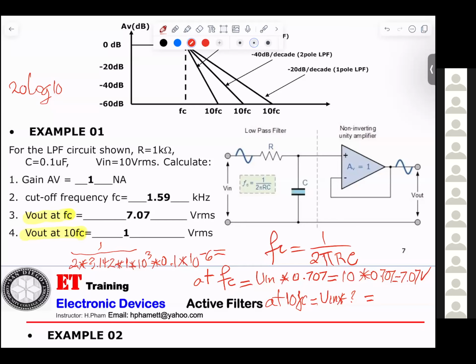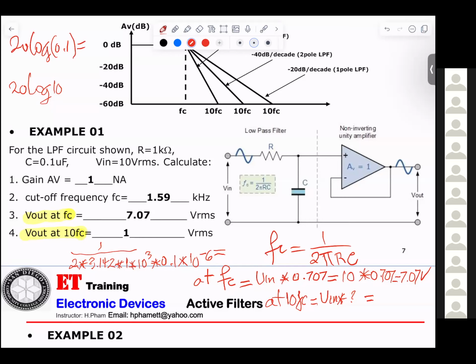Like 0.707. You take the 20 log, what will it be? 3 dB, right? Now, if they get 10 dB, so if you say you get 20 log of 0.1, equal to what number?